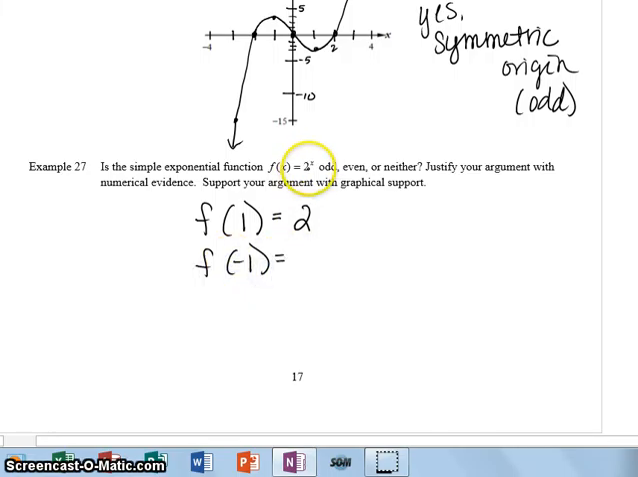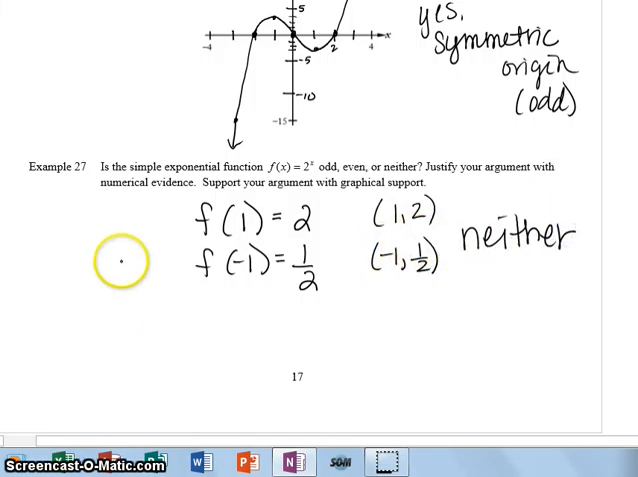When you put in 2 raised to the -1, you get a half. So think about that, guys. That's the coordinate 1, 2, and -1, a half. In order for it to be even, the only sign that changes is the x. That didn't happen. This completely changed numbers. And in order for it to be odd, if it was 1, 2, it would have to change to -1, -2. So this one ends up being neither.